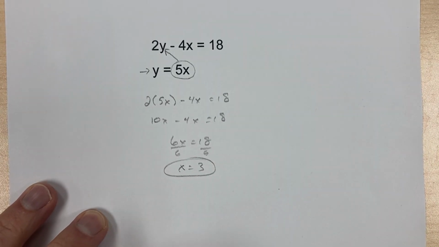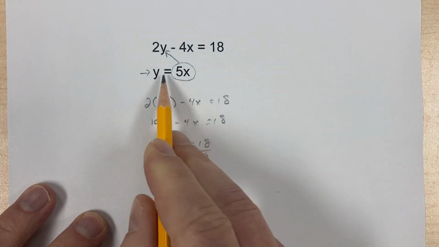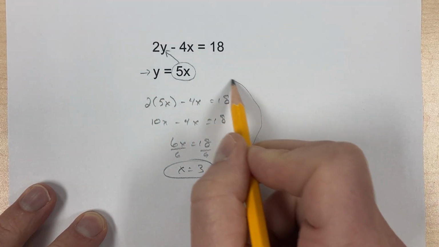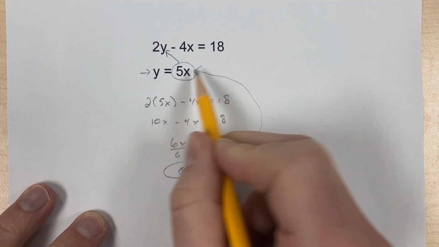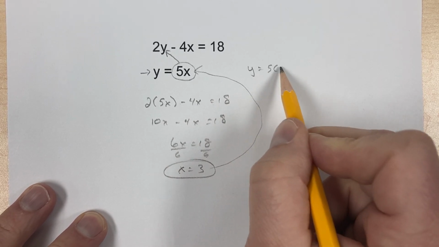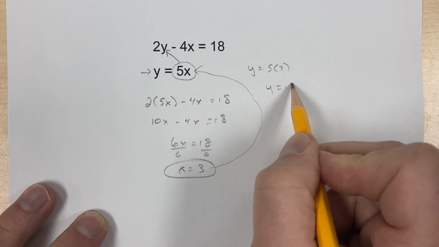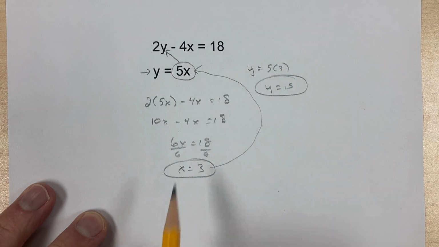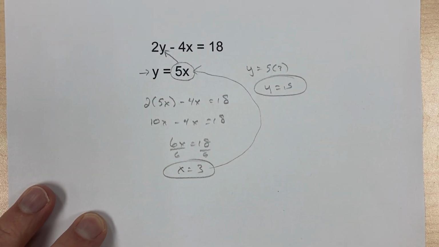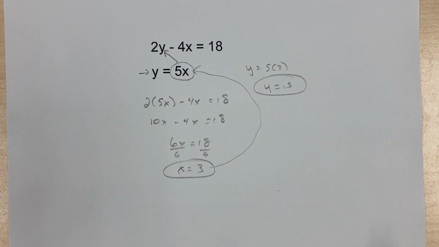All right, so that's our x value. I want to find y, so we're going to take this 3 and we're going to put it right back in there. 5 times 3 will give us y equal to 15. So again, find the variable that's by itself, plug that in, and then go from there.